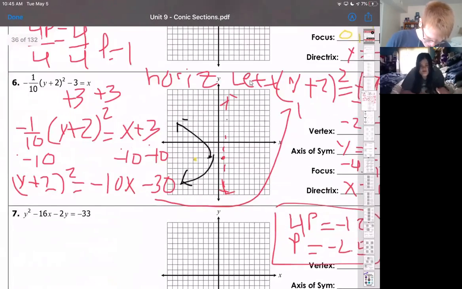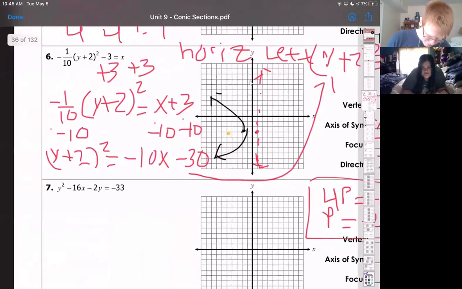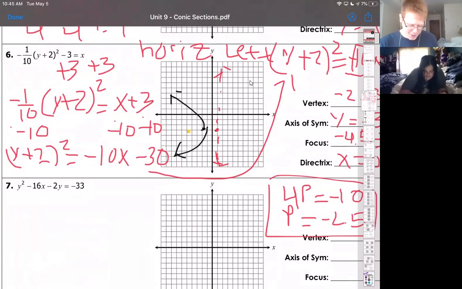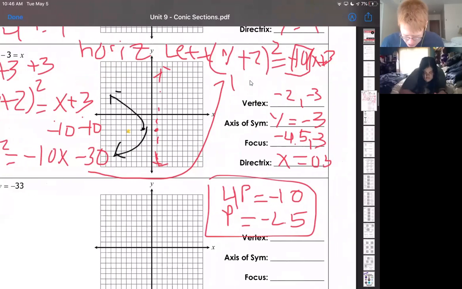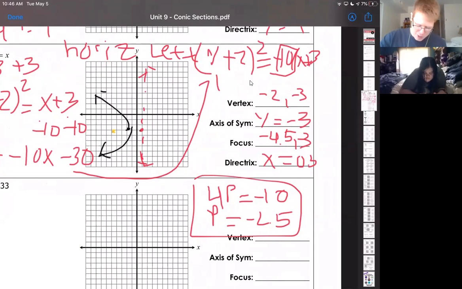But that is our answer for number 6. Basically, if it's not in standard form, you want to get it into that form. To be in standard form, you want the part that's being squared by itself. You can have something inside the parentheses, like we had the y plus 2. That's okay. You just don't want any coefficients or anything added or subtracted. And you want it in a form on the right side of 4p times x minus or x plus whatever. So you don't want a coefficient with that part either. You want to factor it out as the GCF.